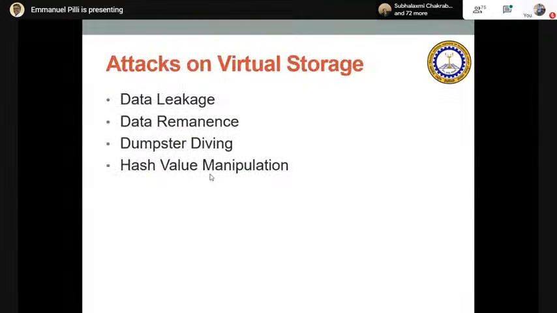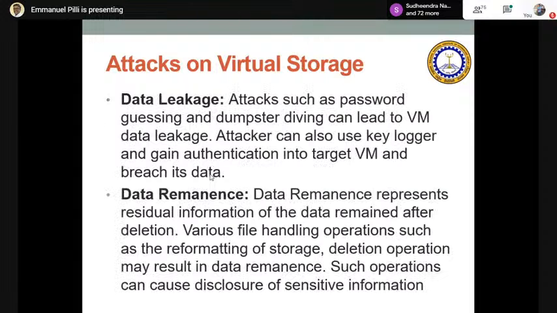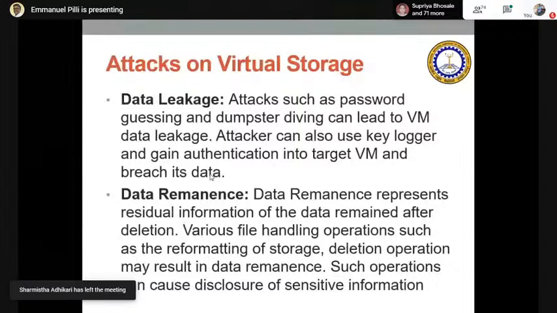We have seen virtual network, we have seen virtual machines, we have seen hypervisor. Now we are going to see storage: data leakage, data remnants, dumpster diving, and hash value manipulation. Data leakage, so some of the data which is lying around, like password guessing, dumpster diving, you can get some VM data leakage. You can also use keyloggers, and then you can gain access to the target VM and breach its data. Then there are data remnants.